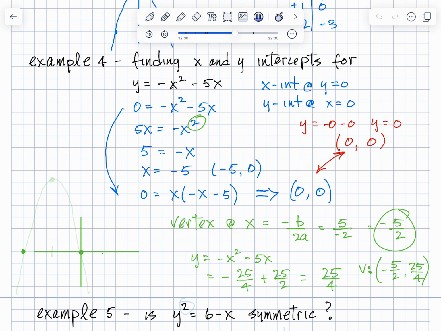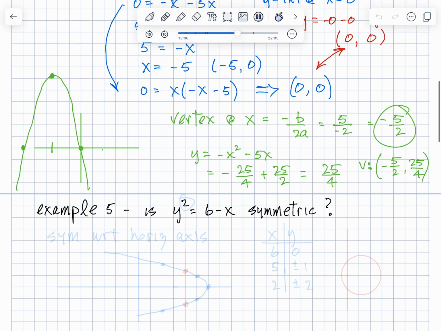Negative 5 halves, so that's halfway in between here. 25 fourths, well, 24 fourths is 6, so this is a little over 6. So 1, 2, 3, 4, 5, 6. So the vertex is going to be right about there. So it's a parabola opening down, we knew that. And so rather than getting 2 more points, I'm just going to sketch the parabola, and it's going to be something like that.